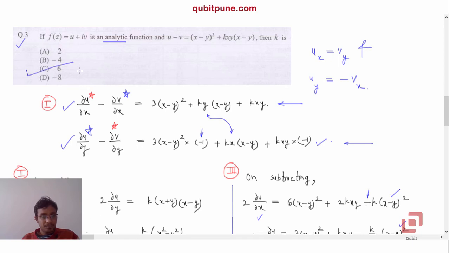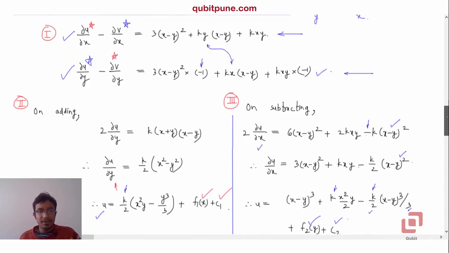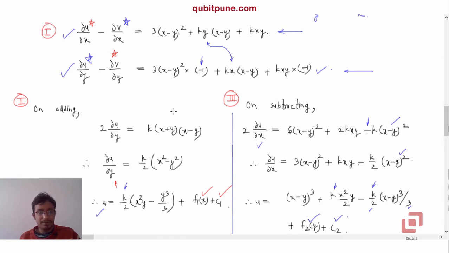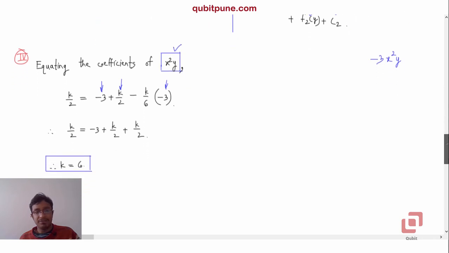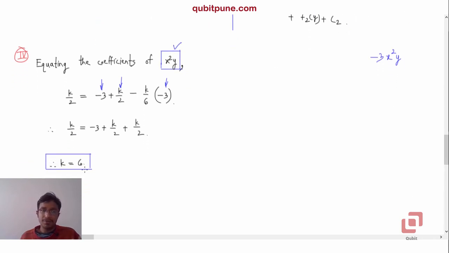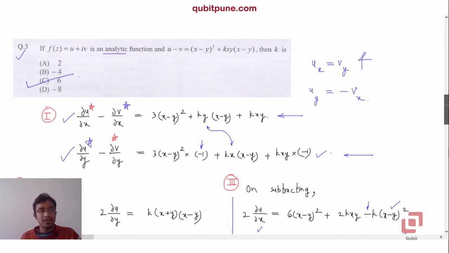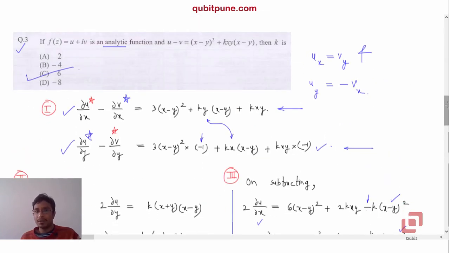Okay, so a simple question, but when I said the approach is important, it's not sufficient to just know the Cauchy-Riemann equations. You should know how to apply them. And we have applied them indirectly in steps 2 and 3 here, when we added and subtracted, and eventually we compared the coefficients of x squared y, and then we got the answer as 6. So this is question number 3. Let us now go to question number 4.